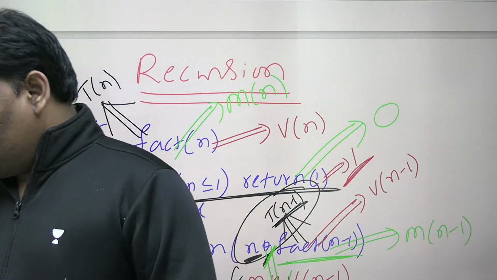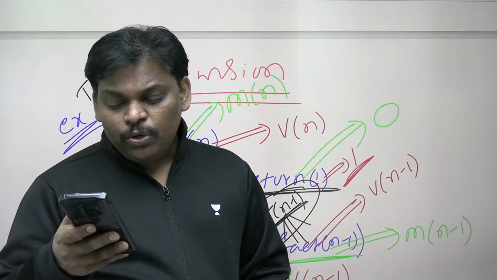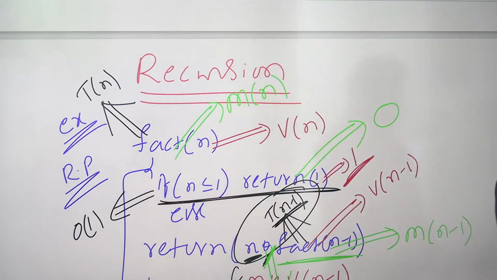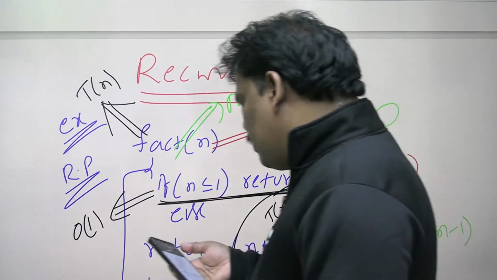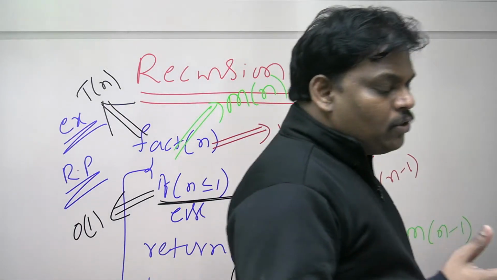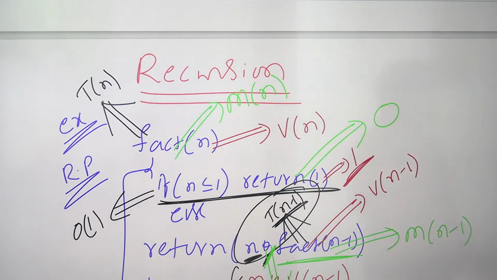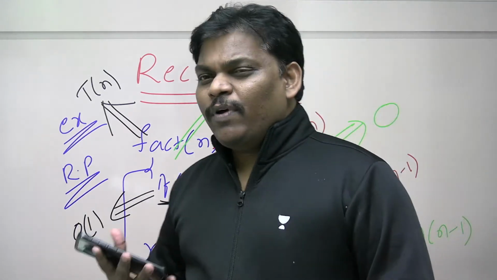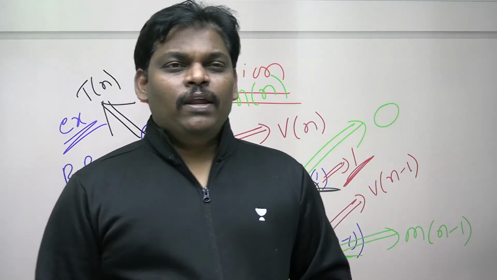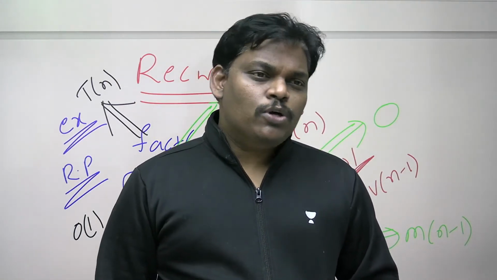Check. What is the answer? 1 for output, 1 for time, 1 for multiplication. Exactly. First one for output, second one for time complexity, third one for multiplication. I think by seeing this, people realized one thing. What is the answer? For every recursive program, a recurrence relation is possible.